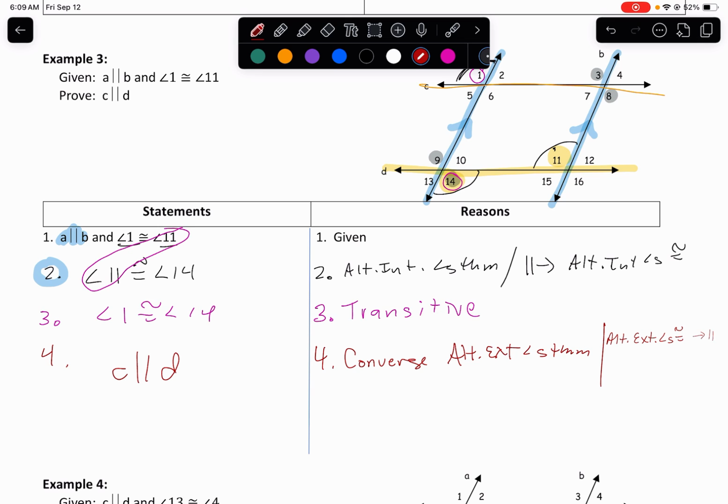Okay. To reiterate, in step number 2, it would change our reasons for 2, our statement in number 3, and our reason in number 4 possibly. But we could have also used angle 1 with angle 3 as statement 2, angle 1 with angle 8 as statement 2, or angle 11 with angle 9 as statement 2, and those would all have worked.